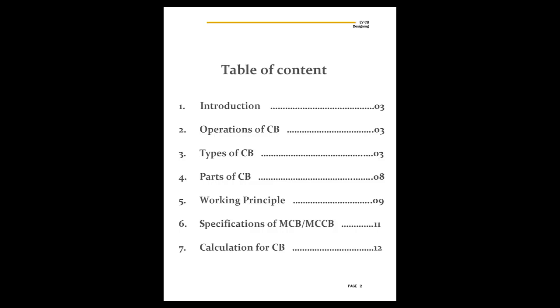So after all these, we have the calculation part. Here we will calculate the circuit breaker size for a given electrical system. So that's all about the overview of this course. After the completion of this course, you will find high confidence in your practical life, believe me.